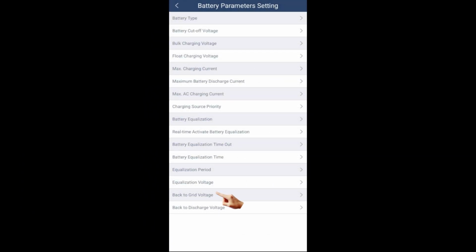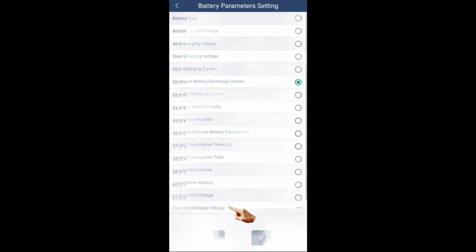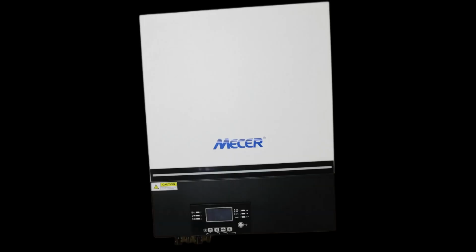Back to grid voltage is the voltage you set when you want the battery to stop supplying the load when this setting is reached. Back to discharge voltage is when you want the battery to start supplying the load when solar battery utility is selected. The other settings should not be altered unless you fully understand the technical aspects of your inverter. Changes to these other settings could render your warranty void.